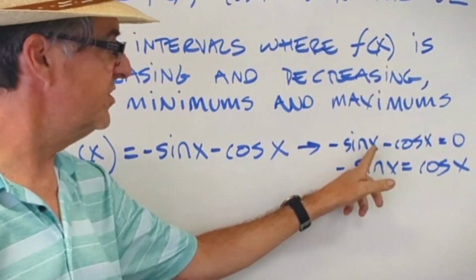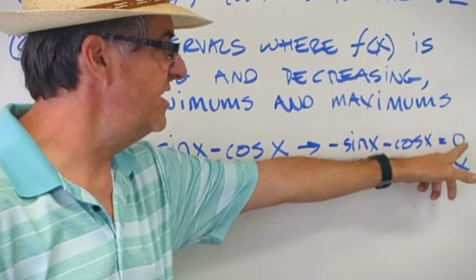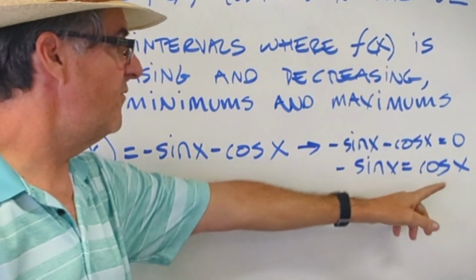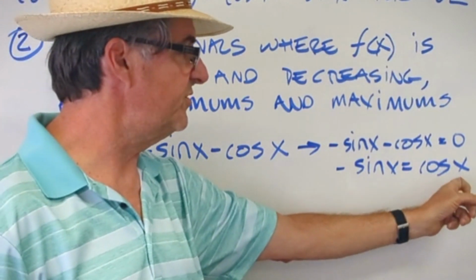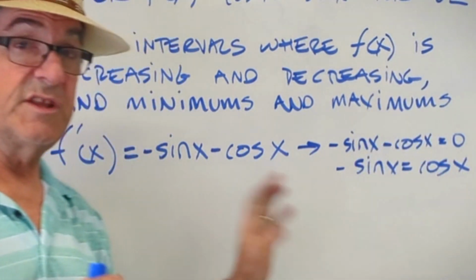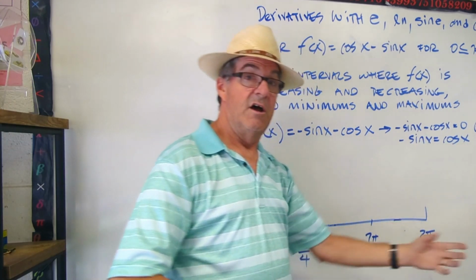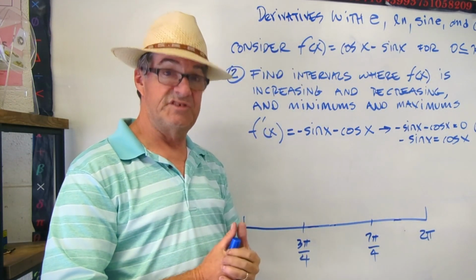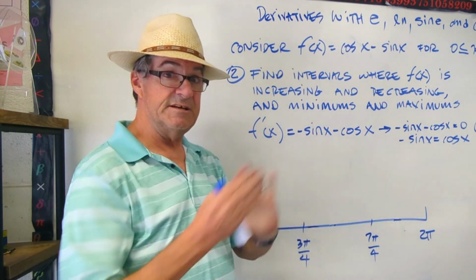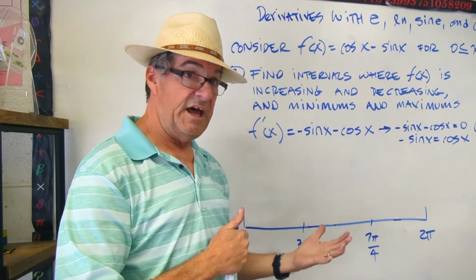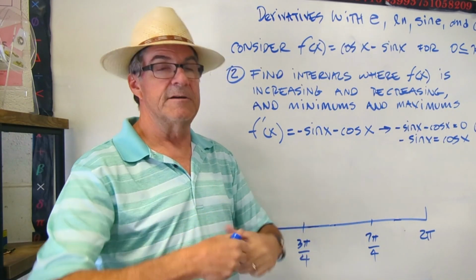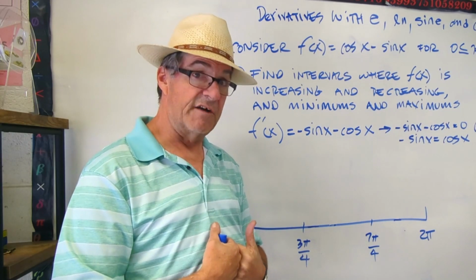So here's our equation: minus sine x minus cosine x equals 0. When we move cosine over to the other side, I get minus sine x equals cosine x. Those are the places where the tangent line has slope 0. This is very similar to when we found the tangent line slope for our intercepts on the last board, except now we're finding mins and maxes on our function.